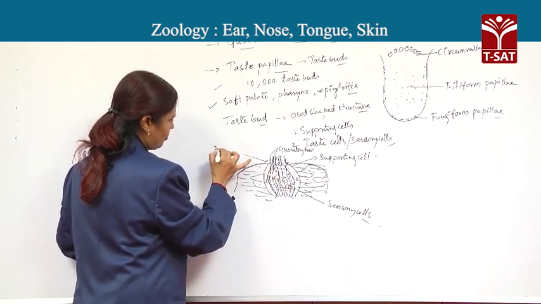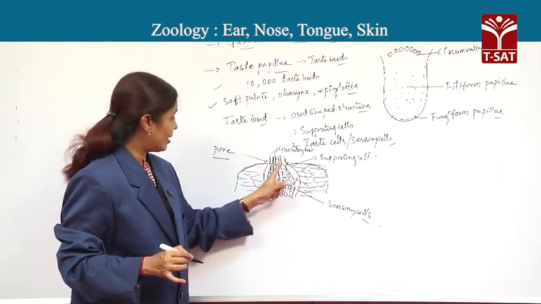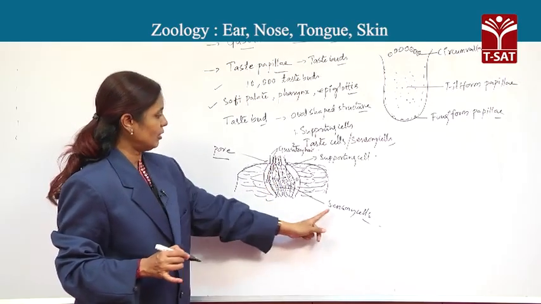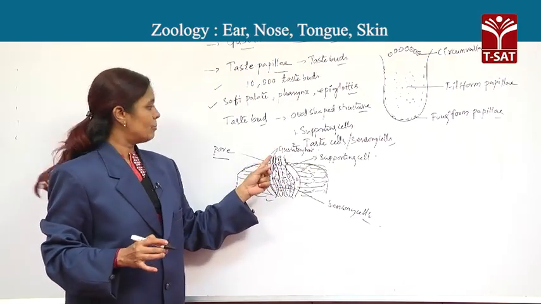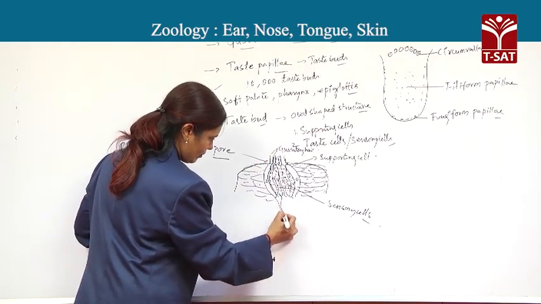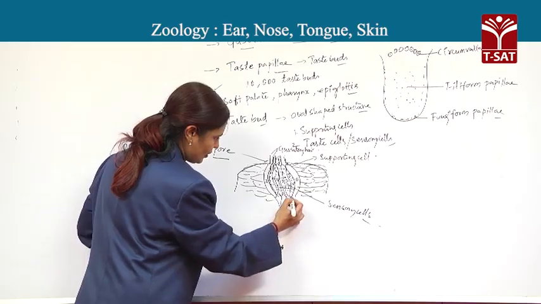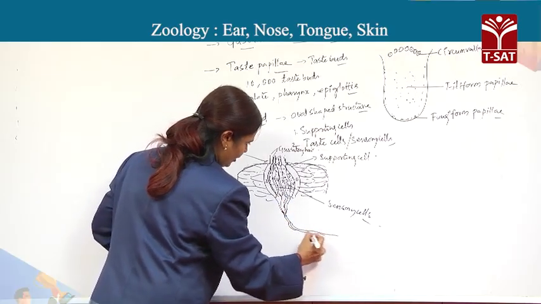So, this is the pore, through which the gustatory hairs, nothing but the dendrites of the gustatory sensory cells, come out and are specialized in perceiving chemical stimuli. Now, the axons of these sensory cells once again join together.